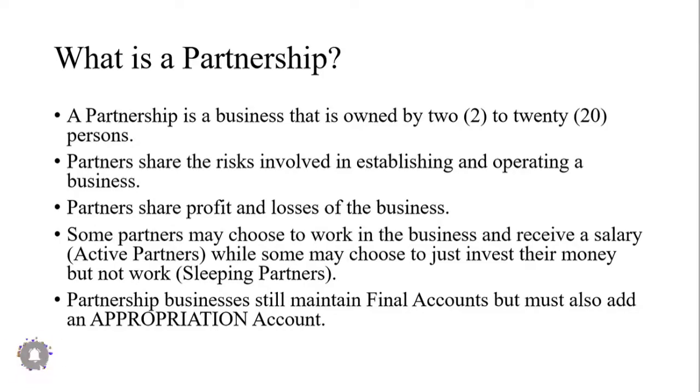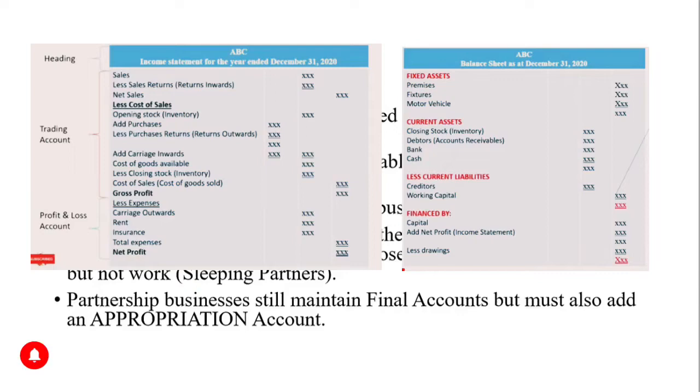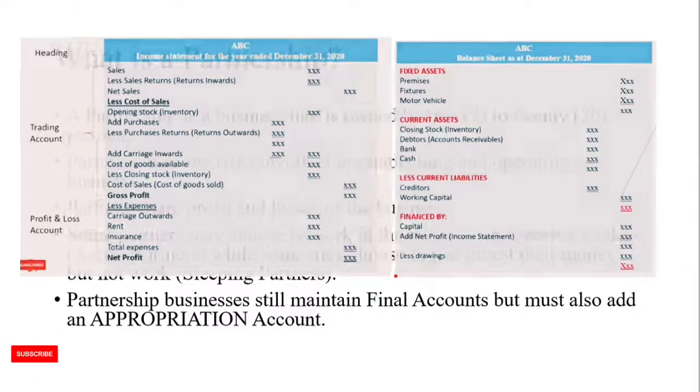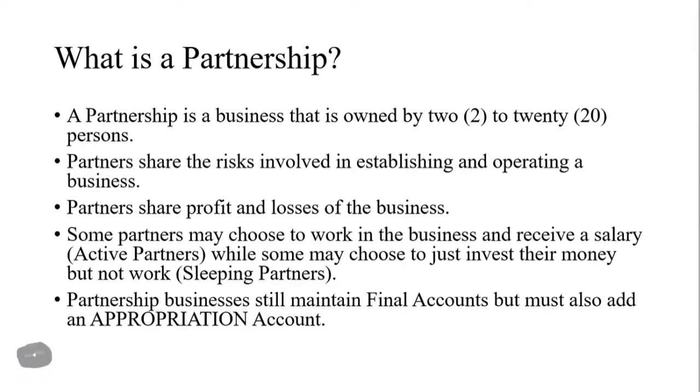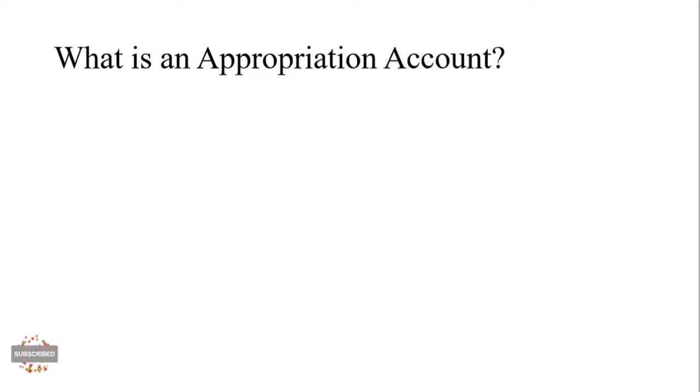Now, partnership businesses still maintain a set of final accounts. When we talk about final accounts, we are talking about the income statement and the statement of financial position. But they must also add to the income statement, or the trading and profit and loss account, as some of you may know it, an appropriation account. So then, what is an appropriation account?